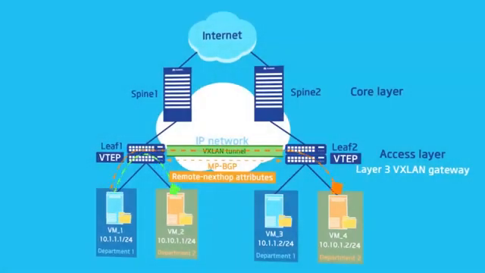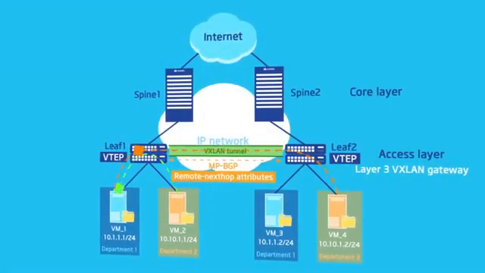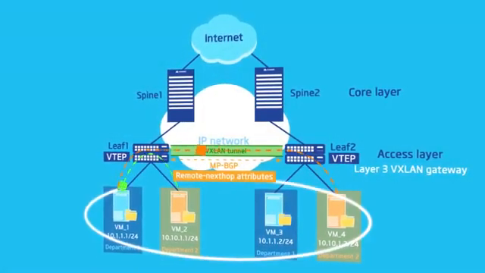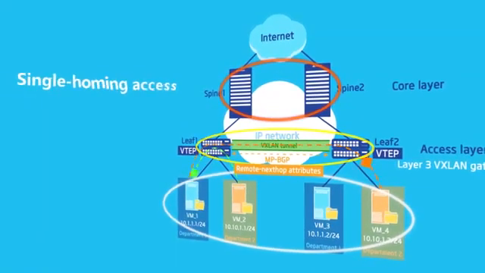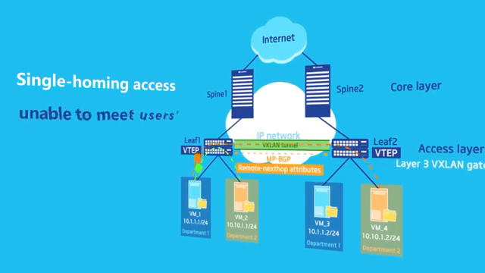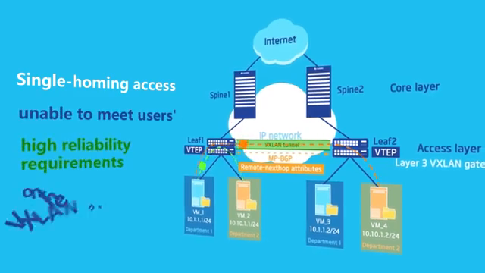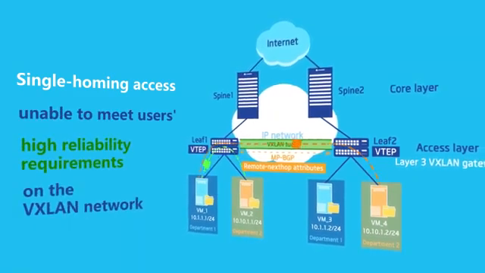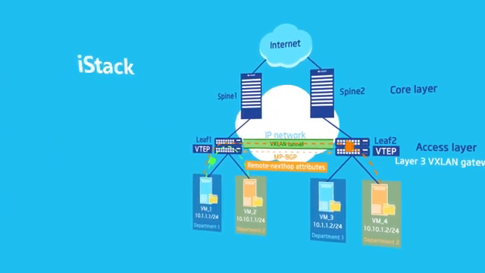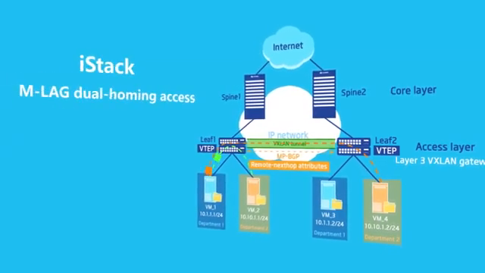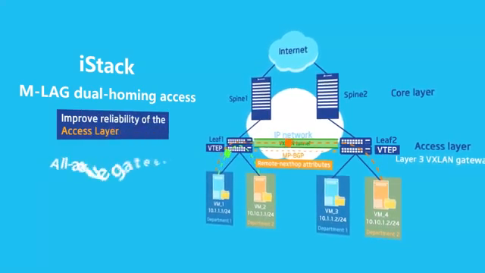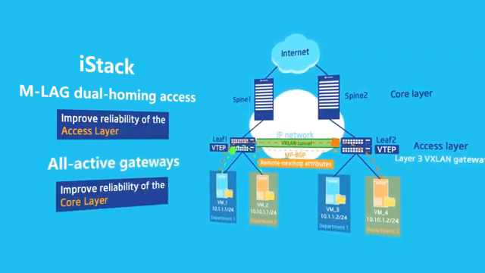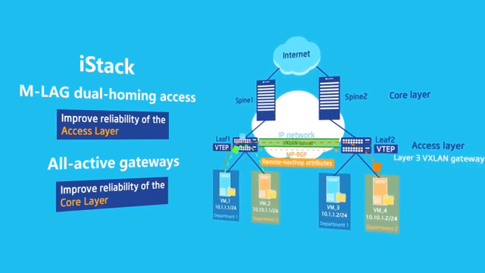On the preceding VXLAN network, single homing access is used between VMs and leaves, and between leaves and spines. This access mode is unable to meet users' high reliability requirements on the VXLAN network. In this situation, iStack and MLAG dual homing access can be used to improve reliability of the access layer. All active gateways can be used to improve reliability of the core layer.